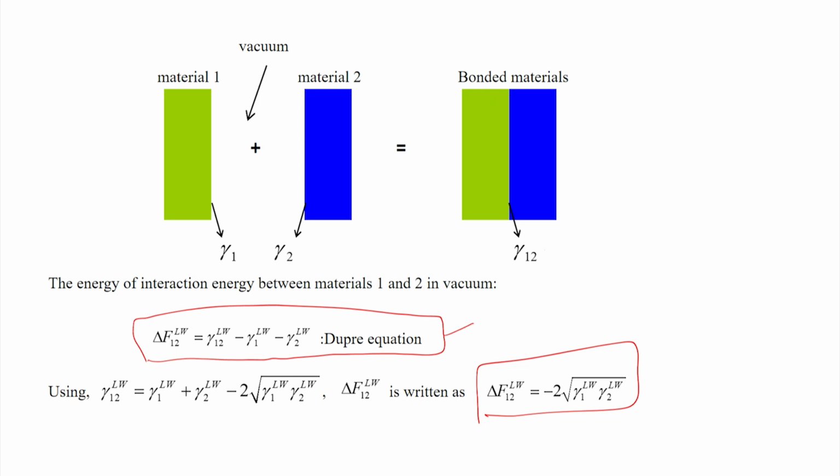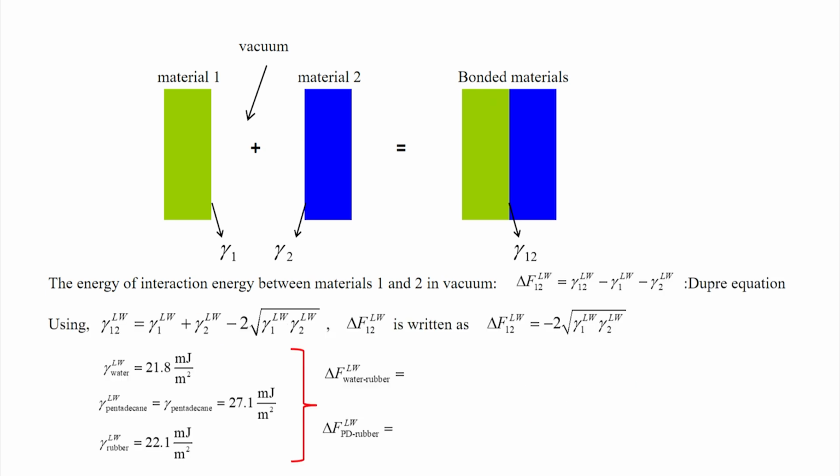So, this is fine. Now, let us say what is the delta F LW, that means the interaction energy between 1 and 2. That also we can get, and that will be given as minus 2 square root of gamma 1 LW, let us say 21.8 into 22.1 millijoule per meter square. So, you can find out what is that.